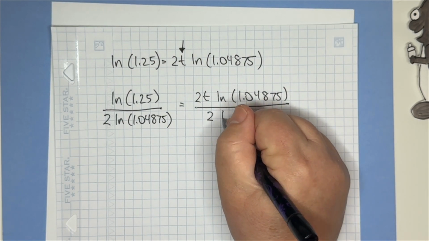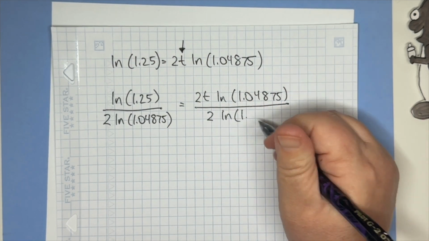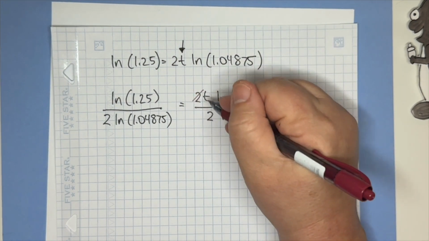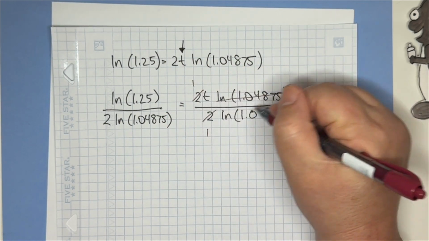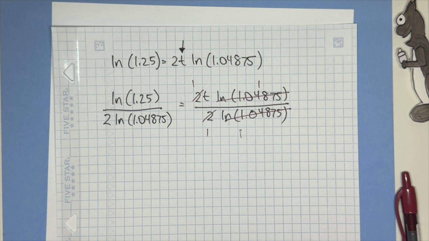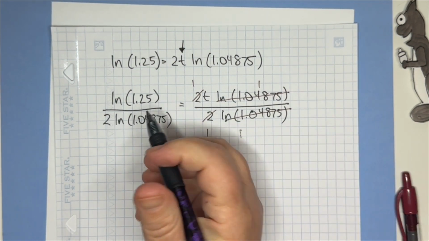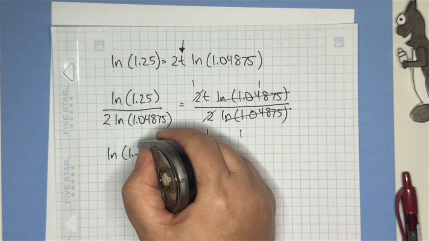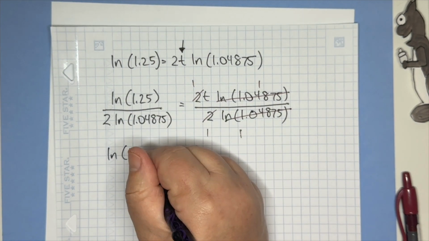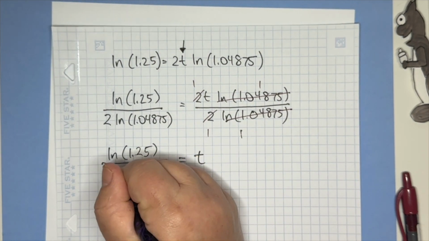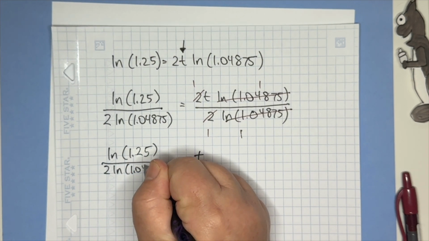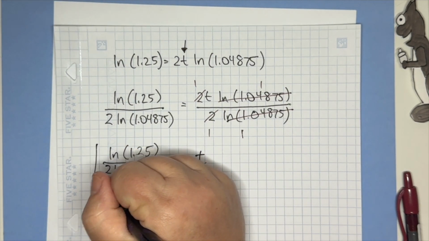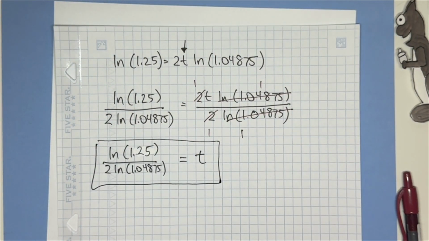So I'm dividing both sides by 2 times the natural log of this big ugly right here. So the 2 cancels, and the natural logs cancel. And all I have left over here is t, and then over here it's natural log of 1.25, oops, I got excited, should be 1.25, all over 2 times the natural log of 1.04875. Now, this is the correct answer. This is the answer. That's the best you can do.